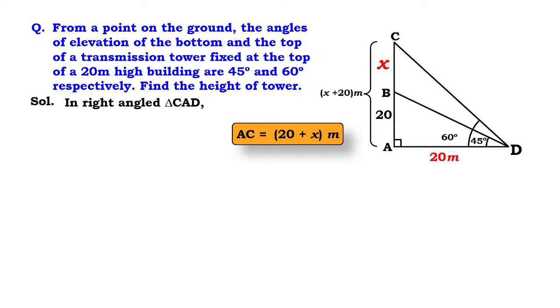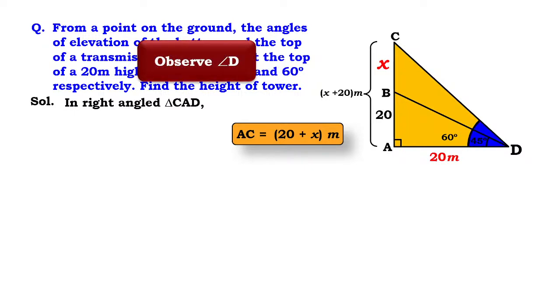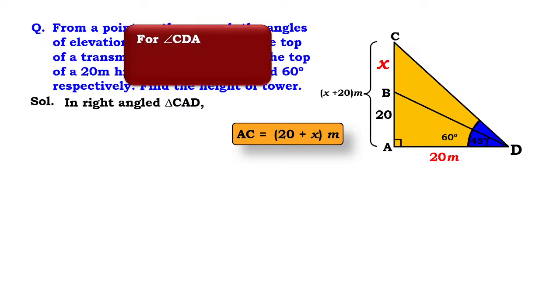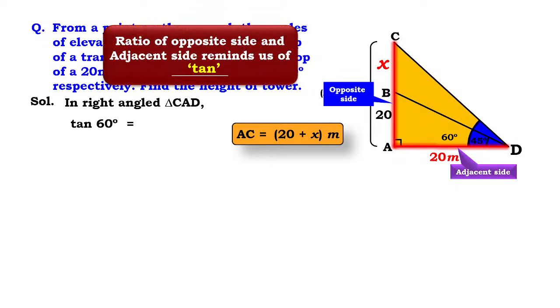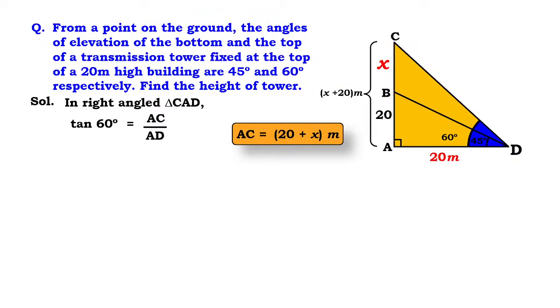Now take the bigger triangle CAD. I take the complete bigger right angle triangle CAD. Observe angle D. How much angle do you get? 60 degree. Okay, so the side opposite to angle 60 degree is AC. Yes or no? And adjacent side is AD. So opposite is known, adjacent is known. What are you going to use? Trigonometrical ratio. Tan. So tan 60 is equal to AC by AD.